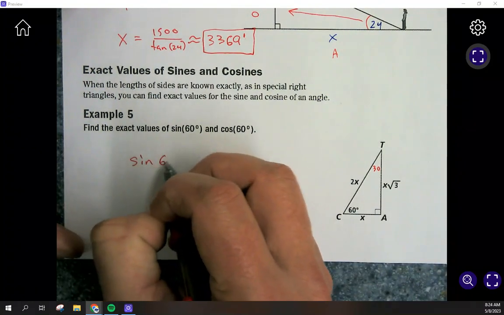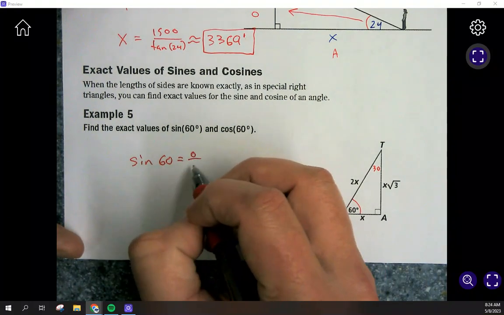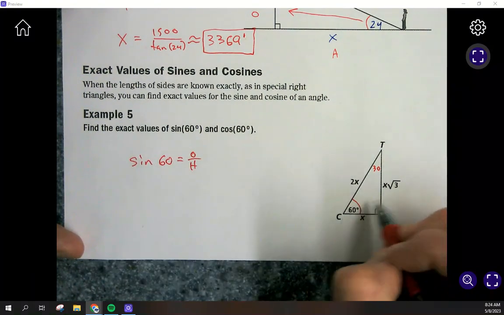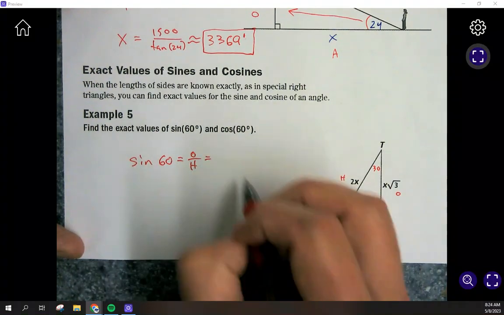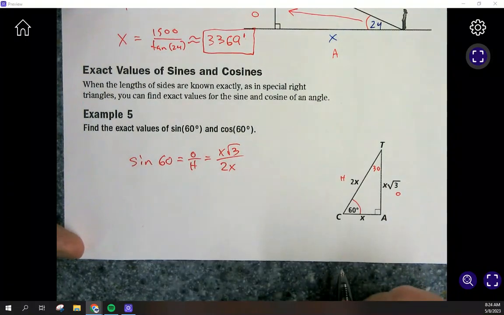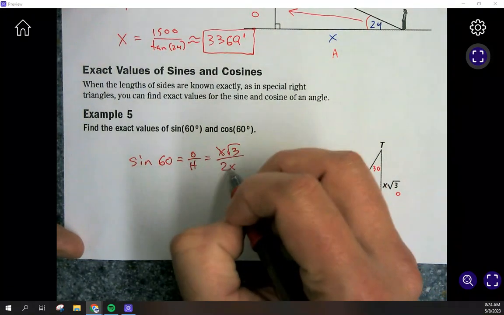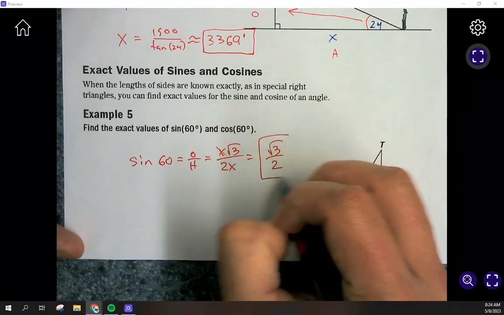What's the sine of 60? So sine means opposite over hypotenuse. So from the 60, this is opposite, this is hypotenuse. So that's going to equal x radical 3 over 2x. Simplify, I can knock out x and x. And so I have radical 3 over 2.